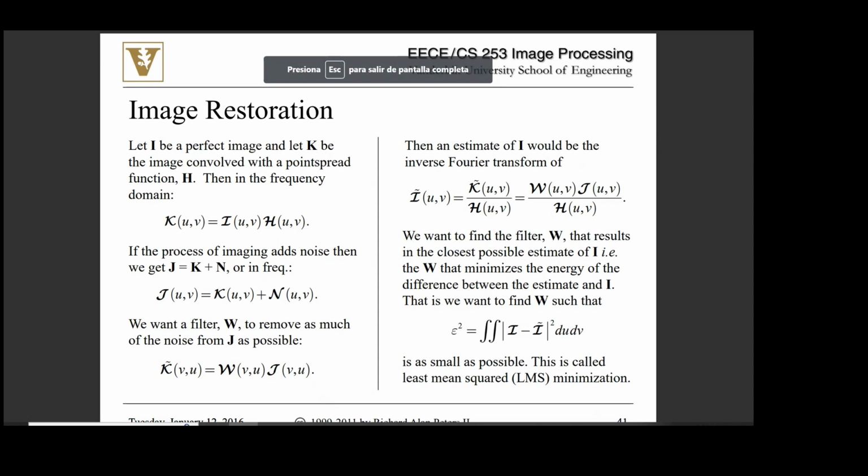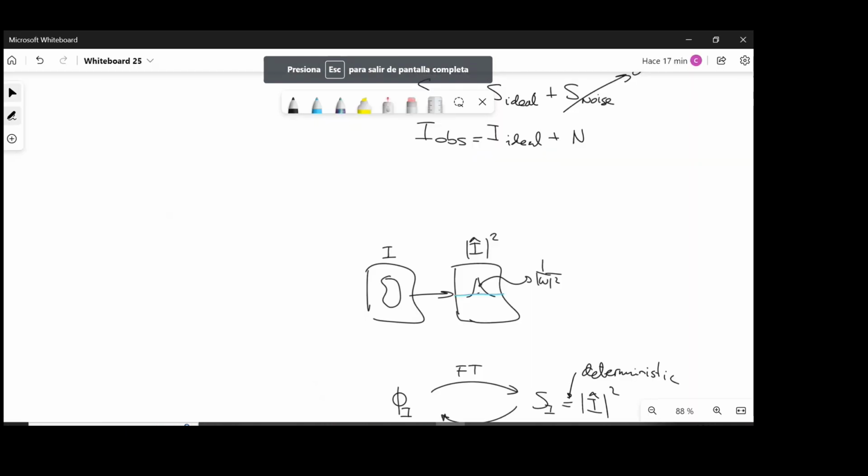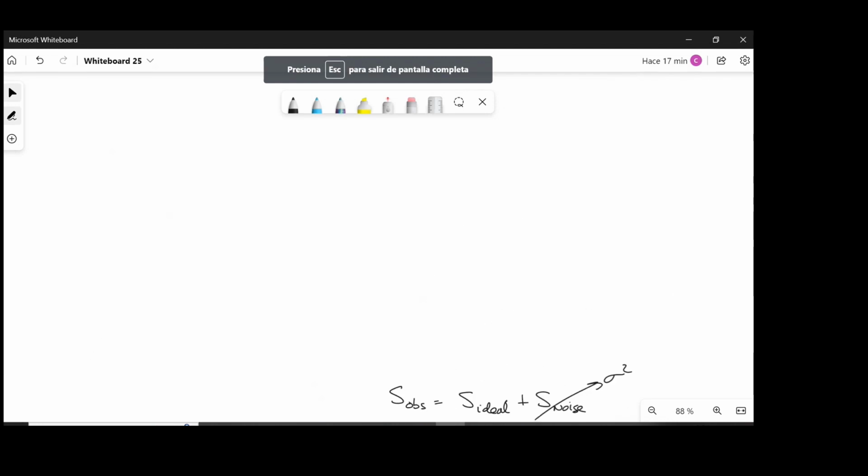Actually, this is interesting. Say that I don't have noise. If I don't have noise, my model is the following: the Fourier transform of my kernel times the Fourier transform of the ideal. This equation is in frequency space, and this is what I see. But can I recover the ideal? It's very easy to recover the ideal.